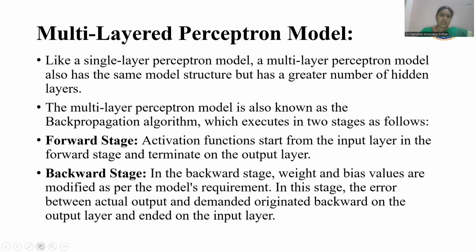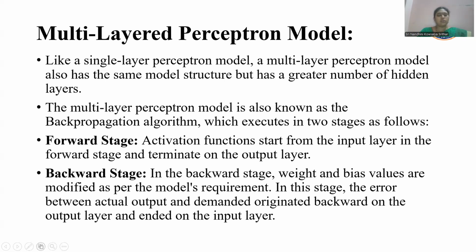In the forward stage, the activation function starts from the input layer and terminates on the output layer. Then in the backward stage, weights and bias values are modified as per the model's requirement. In this stage, the error between the actual output and the desired output originates backward on the output layer and ends on the input layer.